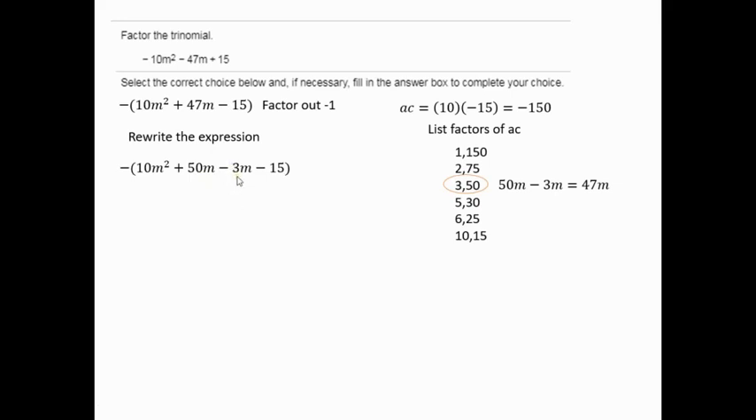Now what do I do, right? I factor by grouping. So I've grouped it. Notice I'm keeping the negative on the outside. So what I do here is now I'm going to continue to factor by grouping. Remember, factoring by grouping, I find the greatest common factor out of each group.